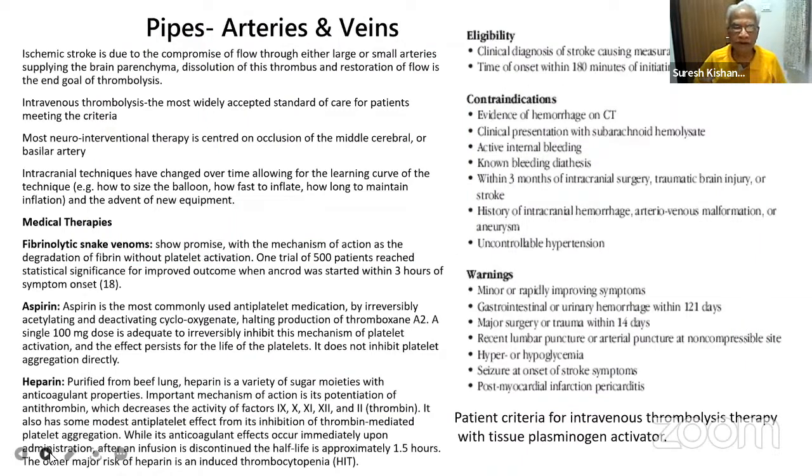So basically, fibrinolytic snake venoms have been tried with success, and this has to be done within 3 hours of the attack. But again, availability of snake venom within 3 hours in our country situation is very rare. Basically, our management depends upon aspirin and heparin. The eligibility criteria is that all of these conditions have to be managed in the first 3 hours. Therefore, a stroke patient needs to reach within 3 hours for a better result. Next, please.